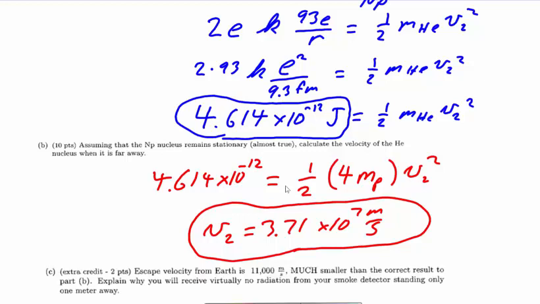Finally, the last part of the problem notes that the velocity necessary for a particle to escape from the planet Earth is actually 11,000 meters per second, much smaller than the previous result. However, despite this, you receive virtually no radiation from your smoke detector. And the reason is very simple. An alpha particle with this low energy actually doesn't penetrate more than about 4 centimeters worth of air. That's why this alpha particle doesn't leave the planet. In fact, it doesn't even leave the smoke detector.